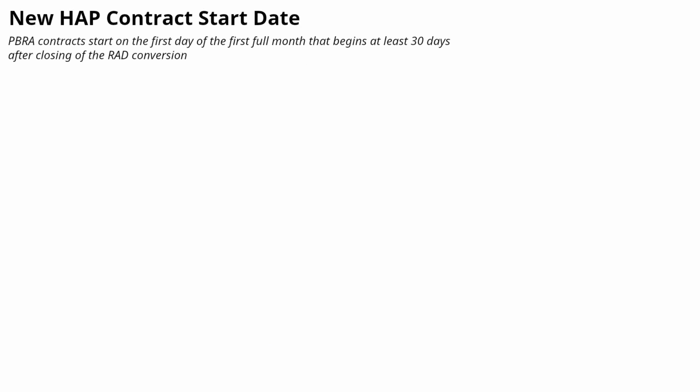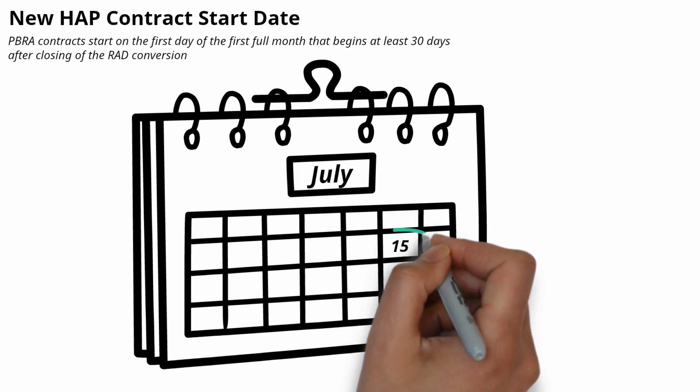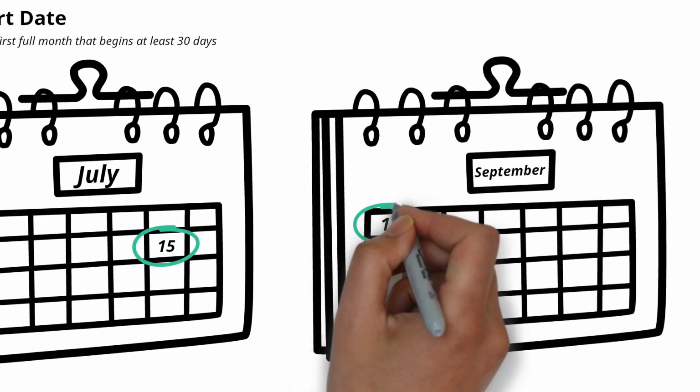If the project is converting to project-based rental assistance, the new PBRA contract will start on the first day of the first full month that begins at least 30 days after the closing of the RAD conversion. For example, if closing occurs on July 15th, the HAP contract would begin on September 1st.